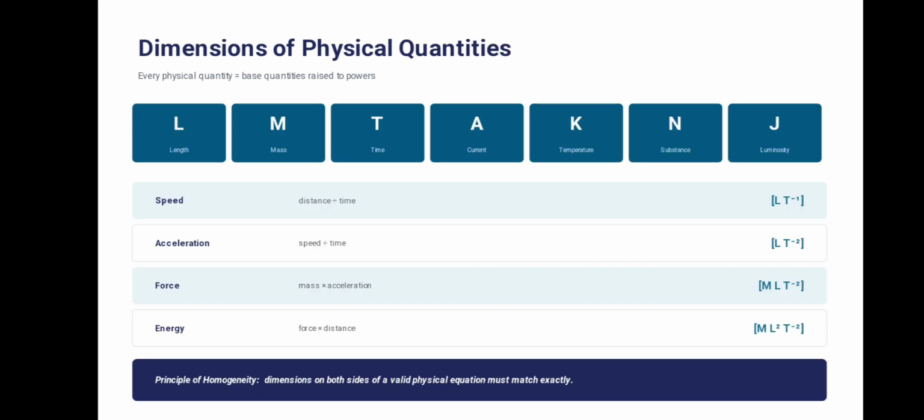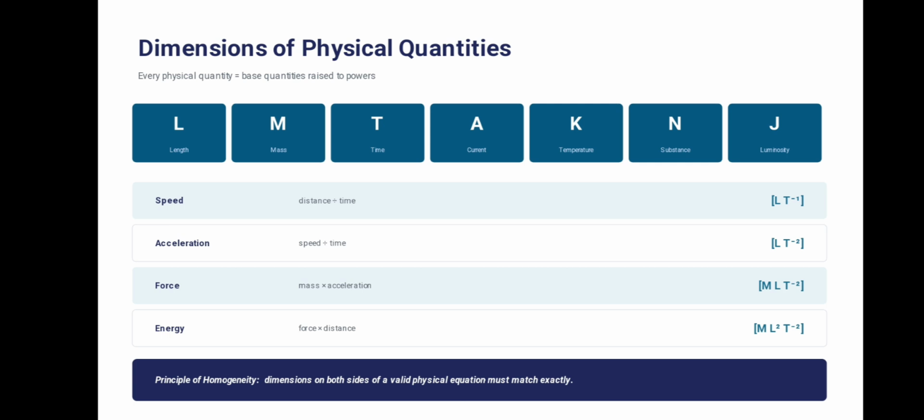Now let's move to one of the most powerful tools in this chapter: dimensional analysis. Every physical quantity can be expressed in terms of the 7 base quantities raised to certain powers. These powers are called the dimensions of that quantity. We use square brackets to denote dimensions, and the base quantities are represented by symbols.